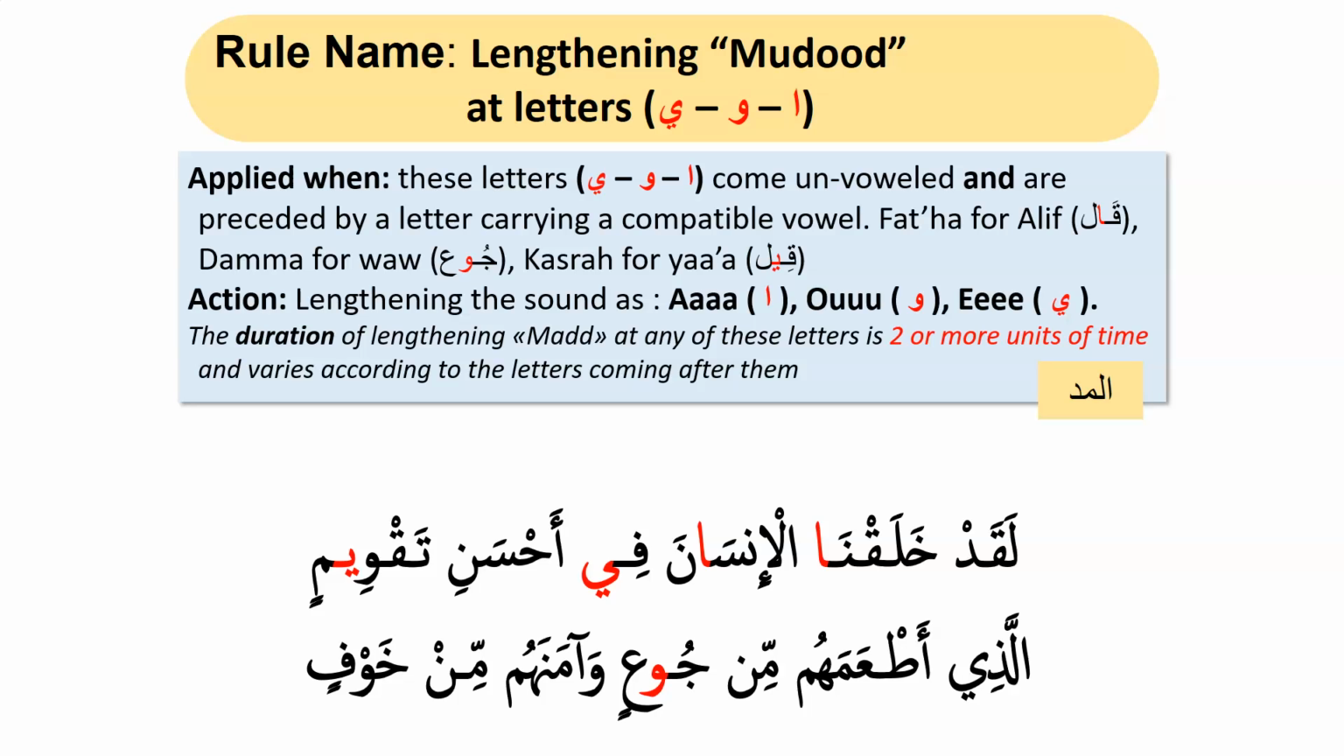Okay. قال. So the least duration for any mad, from now until we finish the rules of mudud, should be 2 units of time, because this is the basic thing. Any letter of mad should be extended for at least 2 units of time, if not more, according to the exceptions or the different rules that we are going to take in the next lessons. So now, this is for alif. Let's see for ya.